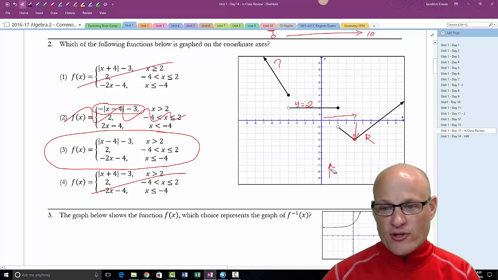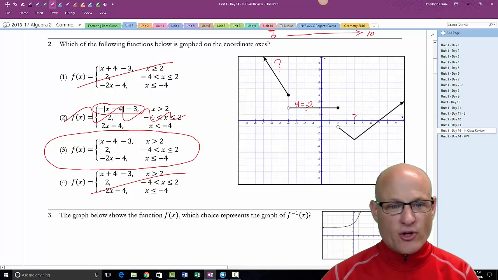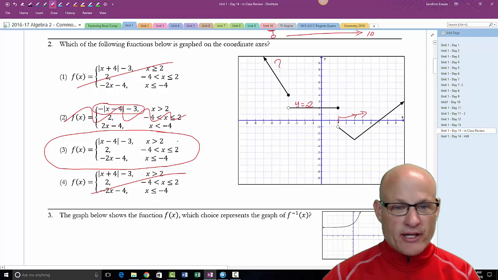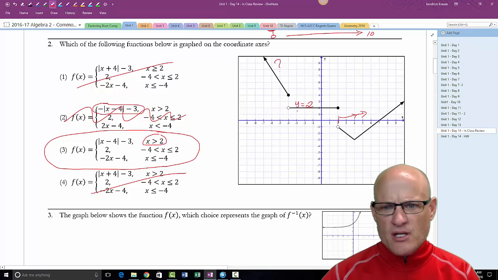So this one, if it's correct, should go from negative 2 to the right, not including negative 2. So x is greater than negative 2. That looks good so far. Should be 2 from negative 4 to 2 and including the 2. Negative 4 to 2, including the 2. And this one is coming down by a slope of 2.